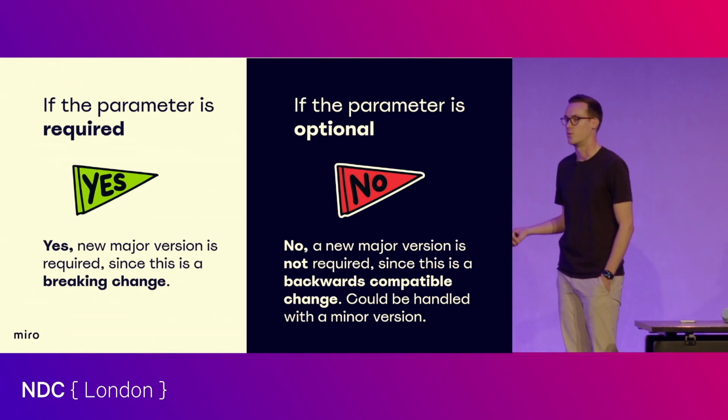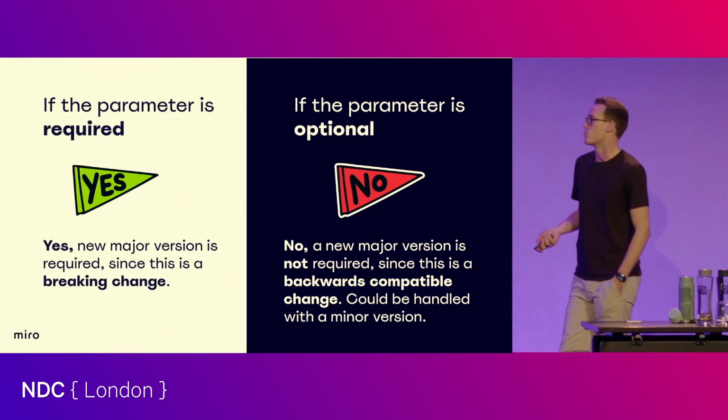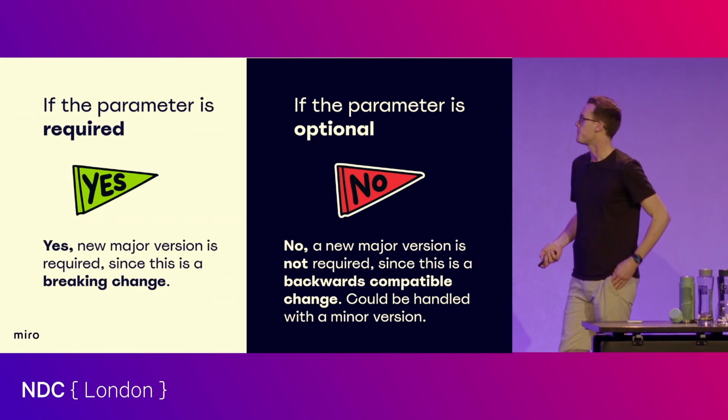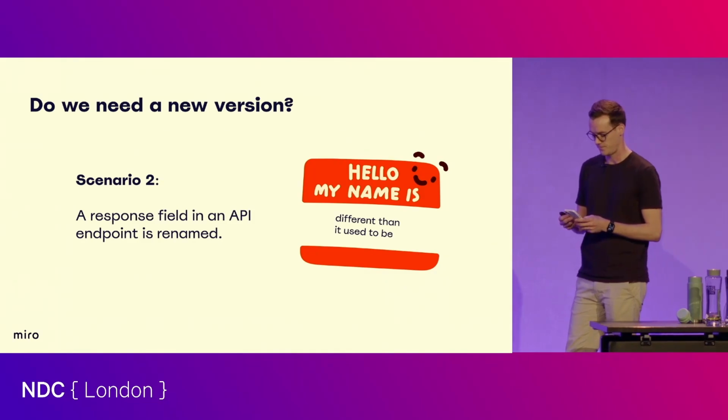If that was optional, then this would not require a new major version. That could be handled with a minor version. So this is just another example of some semantic versioning. All right, let's go to the next one here. So scenario two, a response field in an API endpoint is renamed.